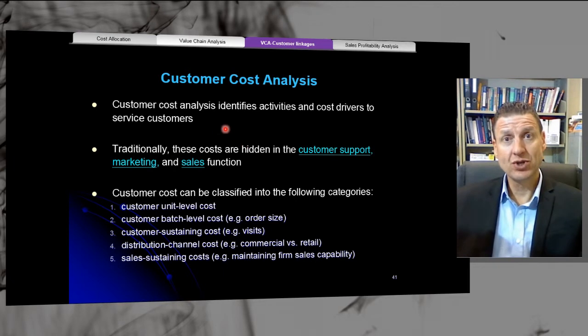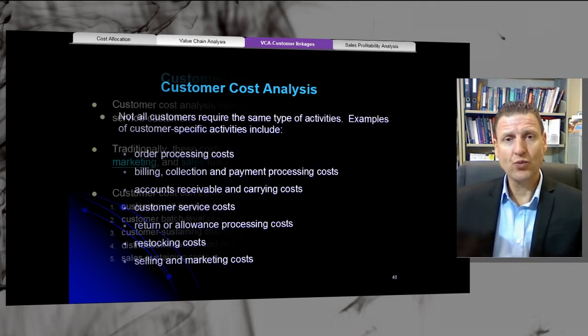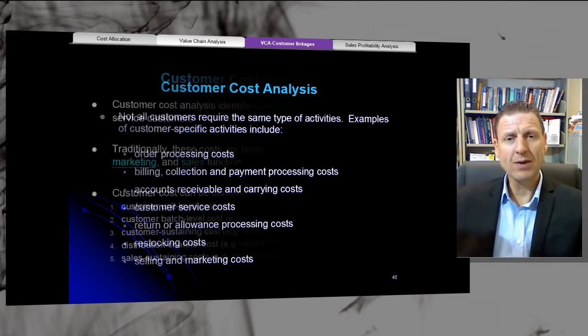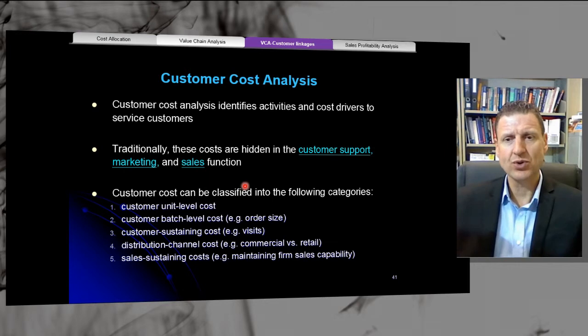So what we're trying to do is, maybe we don't want to consider all of these costs individually. We may want to group them according to different categories. That is, customer unit level costs. That is, a cost where the use of the resource varies with the size of the unit order. Or customer batch level costs. That is, an order size, so therefore ordering costs vary with the number of orders, not the size of the orders. What about customer sustaining costs?